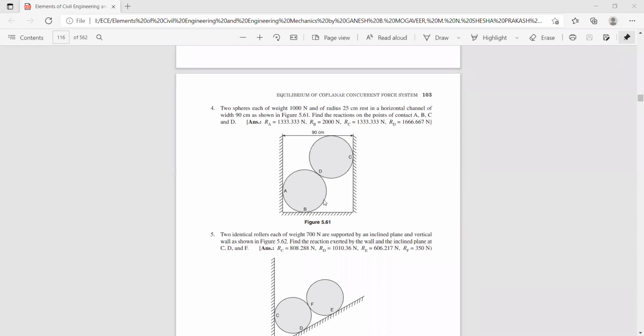Cos theta is adjacent by hypotenuse, 40 divided by 50. Theta is equal to cos inverse of 40 divided by 50. What is the angle? Anyone? Theta is cos inverse 40 divided by 50. How much is it? 36.86. Okay, 36.86, correct?